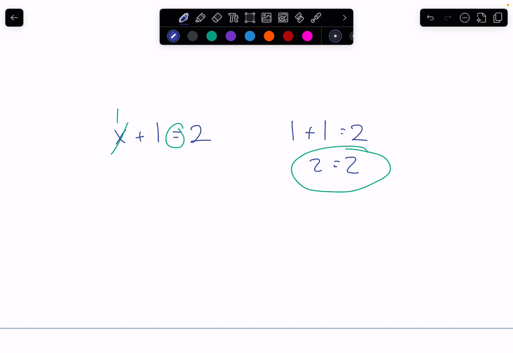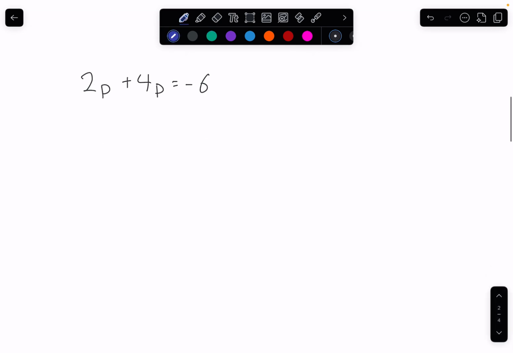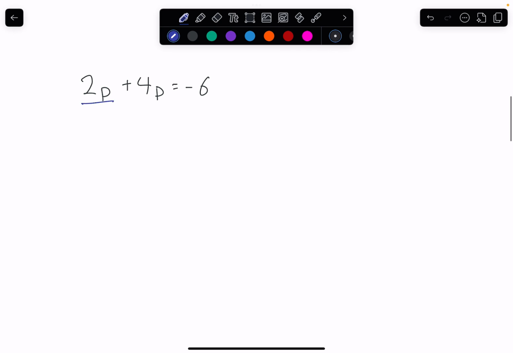Okay, that's the first thing. So let's do a couple examples. The first kind of problem you're going to see is relatively simple, and you're going to see probably like terms on one side and then a single thing on the other side. And so what you need to recognize with these is, well, I have a 2p plus a 4p equal to negative 6. Well, 2p is just p plus p, right? It's 2 p's. And then 4p is just p plus p plus p plus p.